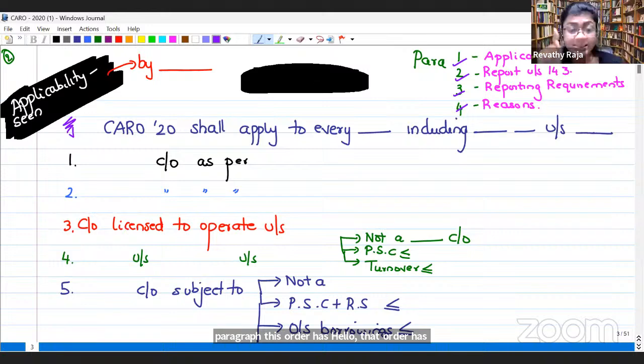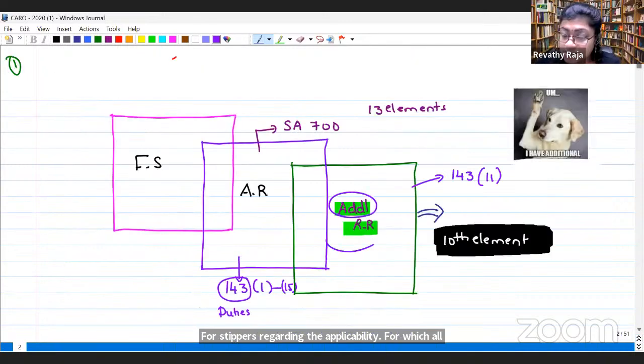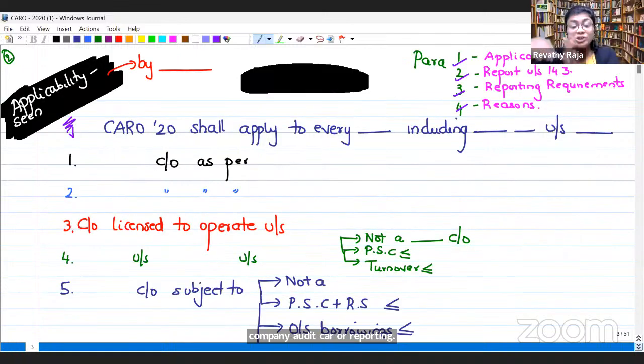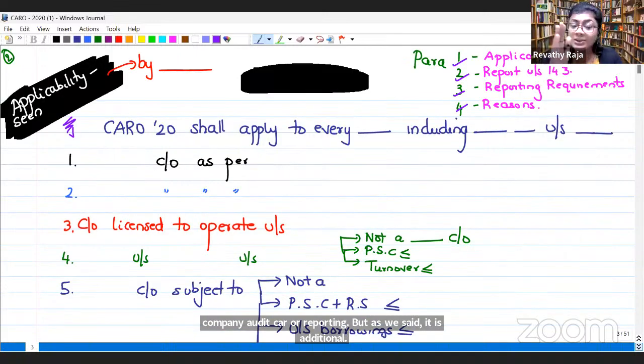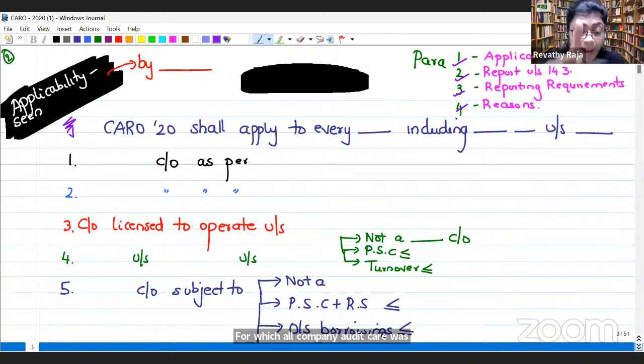First para is regarding the applicability. For which all companies audit, CARO reporting. And as we said, it is additional. So for which all company audits, CARO is applicable. So para 1 is applicability.